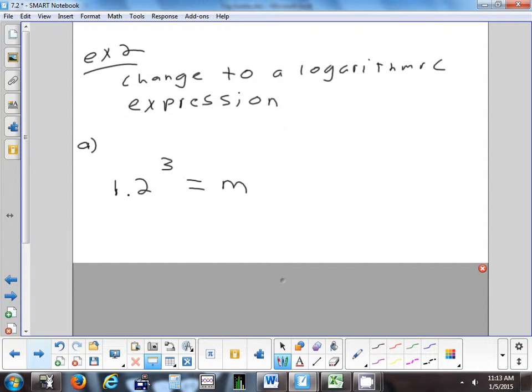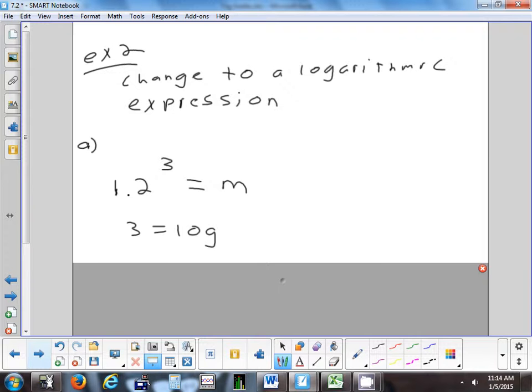Yeah, we're going to write down the word log. At least start with that, because you know that's going to be your answer somewhere. And what did you say goes by itself? 3. Exactly. Logarithm always equals the exponent. 3 was the exponent. Next, I need to decide on my base, and then my argument.